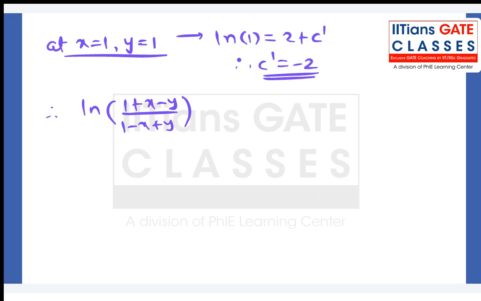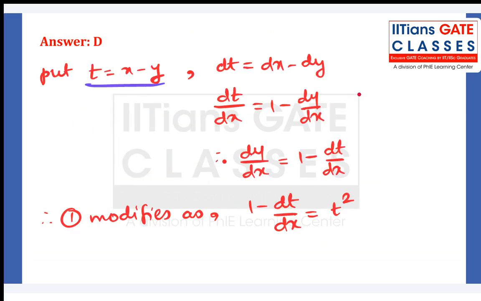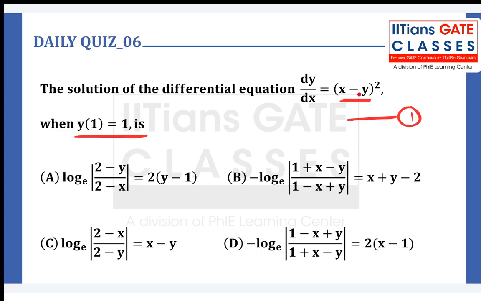equal to 2x minus 2. I can write it as 2 into x minus 1. Okay, now let's look at the options and try to figure out. 2 into x minus 1, that is only in the last option, no? And yeah, this negative sign is coming because inside the log, they are swapping the numerator and denominator. So therefore, option D has to be the correct answer.